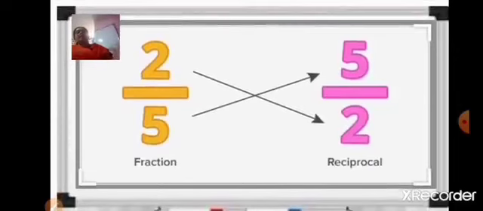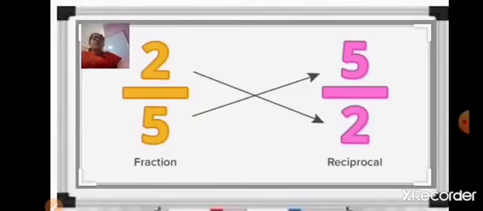Now see this here. 2 upon 5 is the fraction. If we have to write the reciprocal of 2 upon 5, the 2 is in the numerator place, so while writing the reciprocal, the 2 will be in the denominator place. And 5 is in the denominator place. When you are writing the reciprocal, the 5 will be in the numerator place. So the reciprocal of the fraction 2 upon 5 is 5 upon 2.